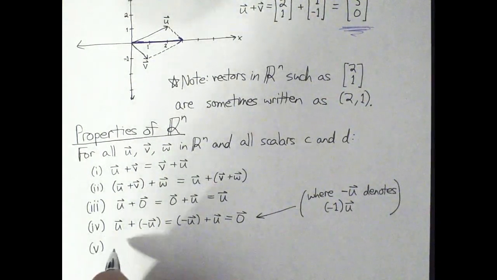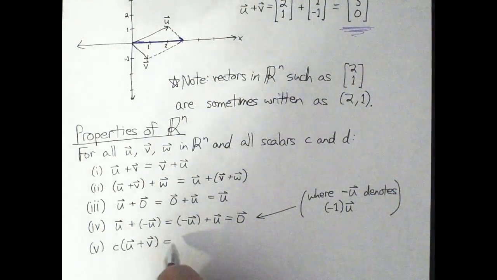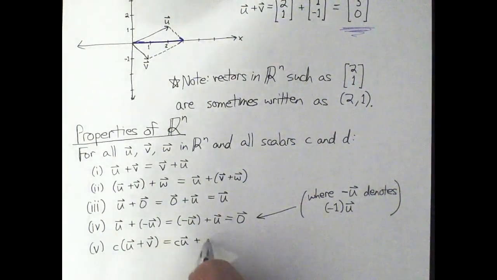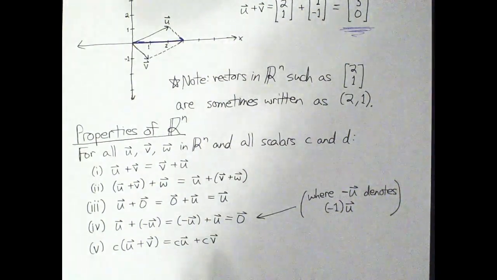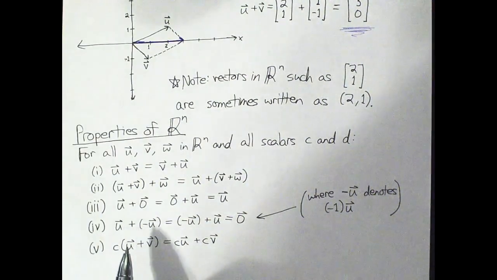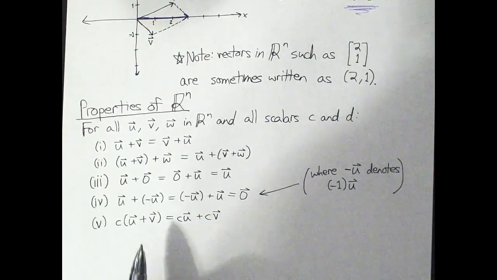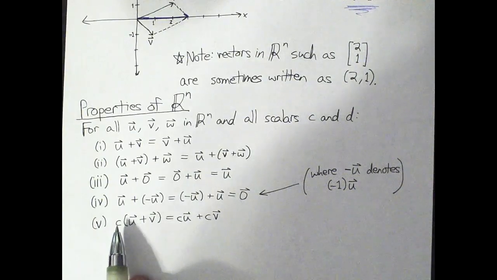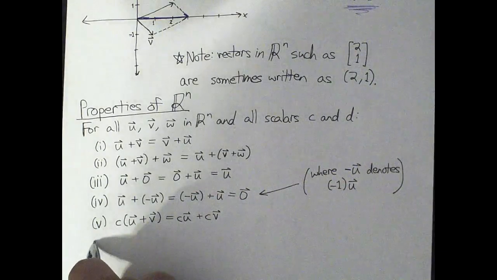Property 5, this is where we're going to get some of those scalars involved. c times (u plus v) equals cu plus cv. So that's kind of like a distributive property. There's going to be a couple of different properties that could be described as distributive. We're distributing the c across these parentheses, and it says that distributing a scalar across parentheses works the way you would expect it to.